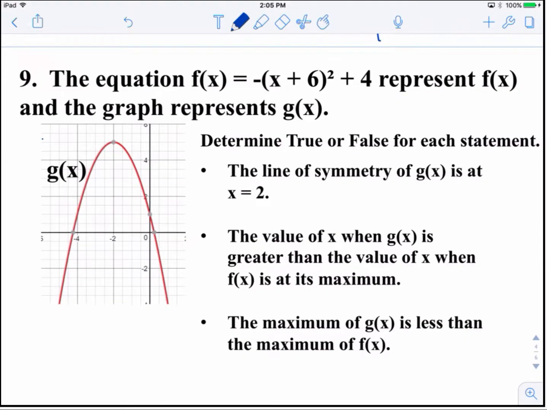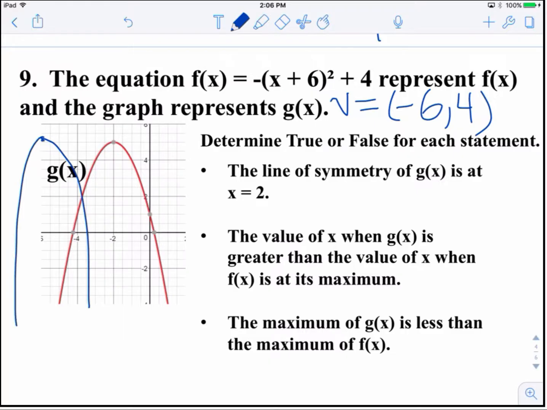And number 9, the function f of x equal to negative quantity x plus 6 quantity squared plus 4 represents f of x, and the graph represents g of x. So before we can do all those 3 bullet points, let's graph the function f of x first, right? So here we know that our vertex is negative 6, 4. Okay, so the negative 6, 4 is here. So let's do a rough sketch of our function f of x.